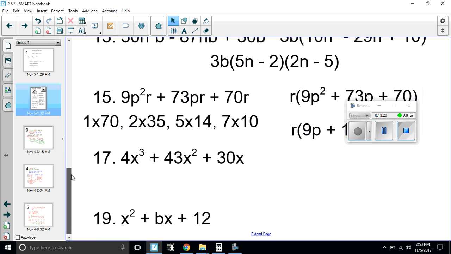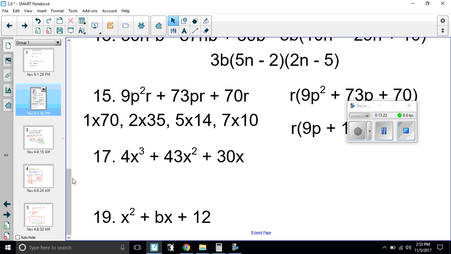On to 17, we have 4x to the third plus 43x squared plus 30x. Again, you might say, well, no, that's not a quadratic, which you're right, it's not, but it can be as soon as we factor out the greatest common factor, which is x. And it doesn't look like there is any other greatest common factor, like 2, because yes, 30 and 4 are both divisible by 2, but 43 is not. And if it's not divisible by 2, it's not going to be divisible by 4.